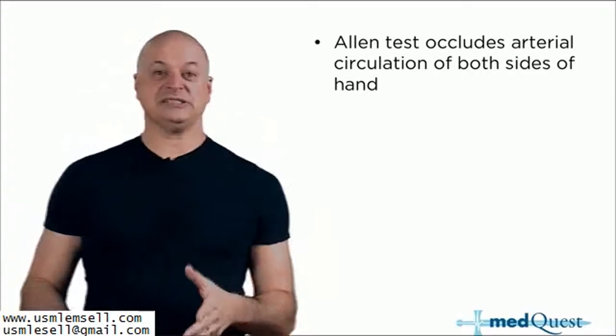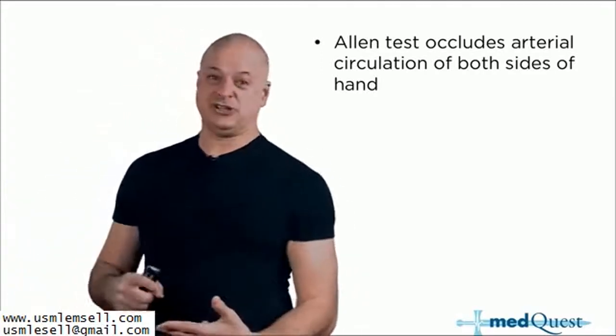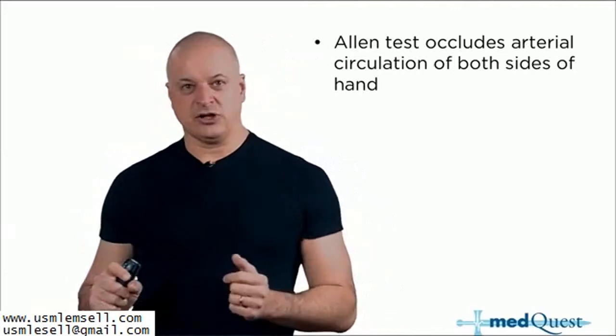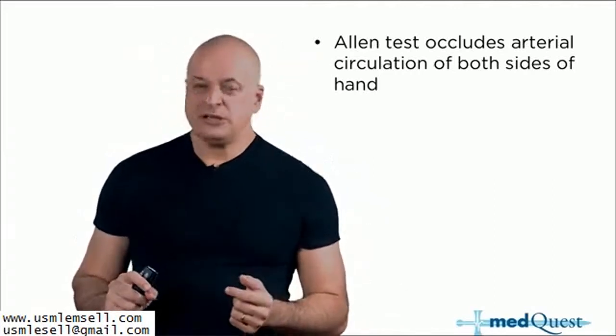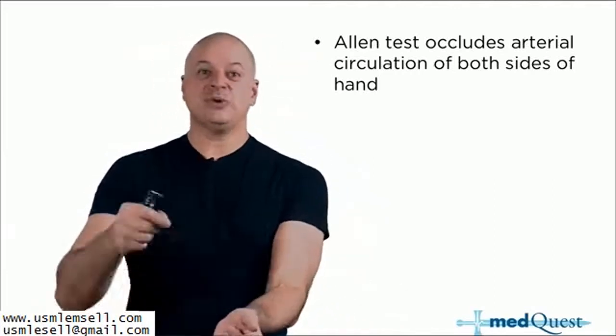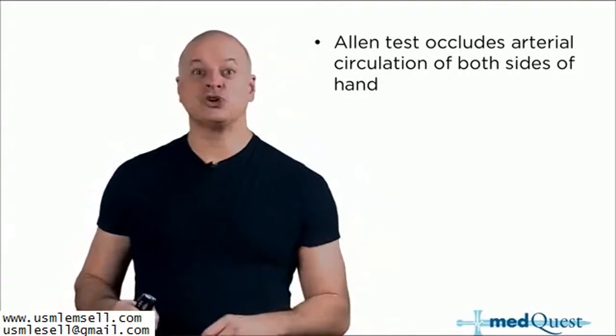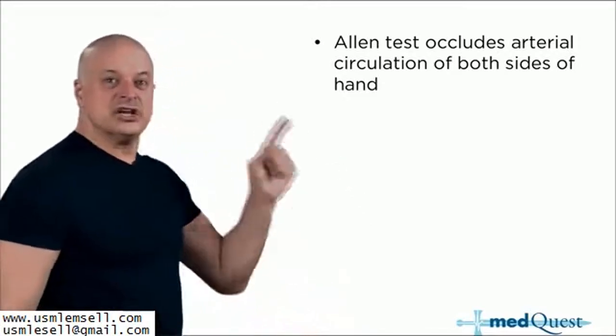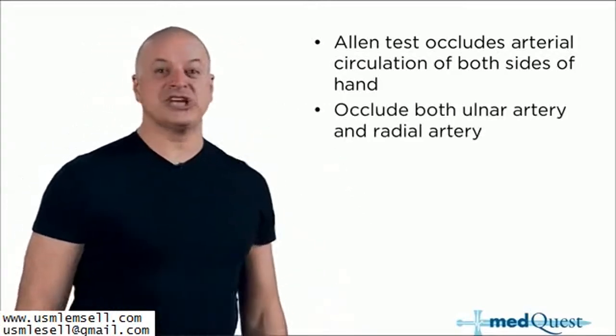Now, as recently as this week, I saw a patient that had insufficient circulation of the radial artery. And when they put a vascular device into one of the other arteries, it actually necrosed the hand because the patient needed an Allen test to test the circulation of both sides of the hand.